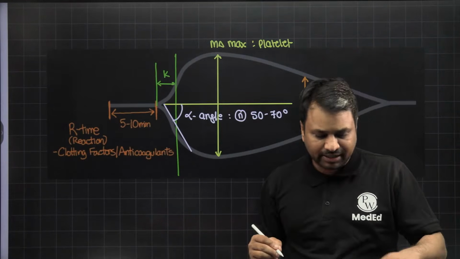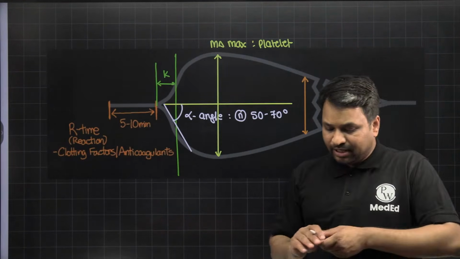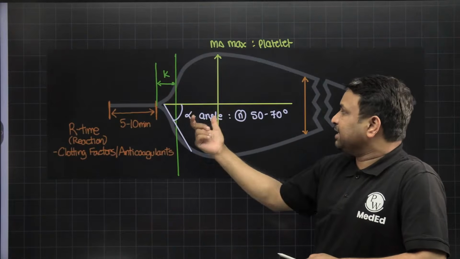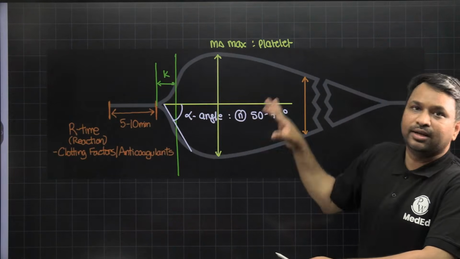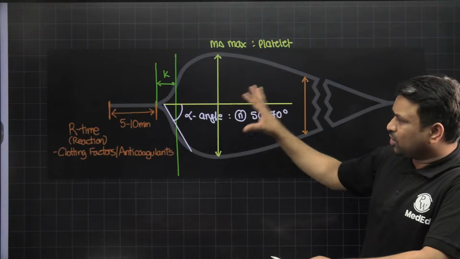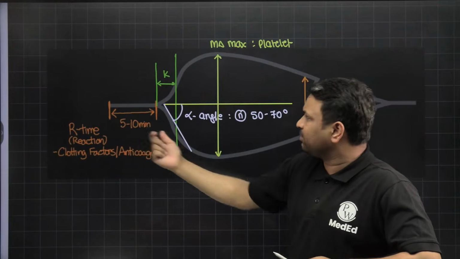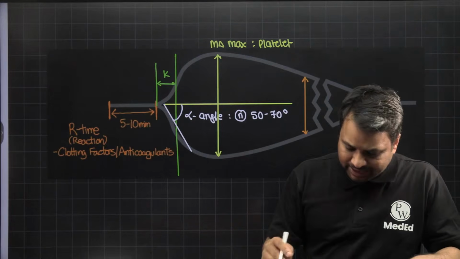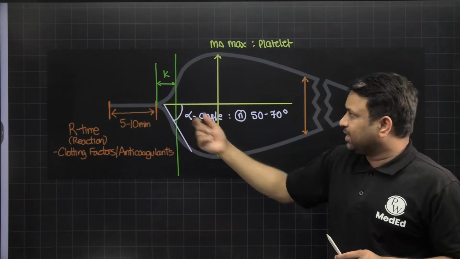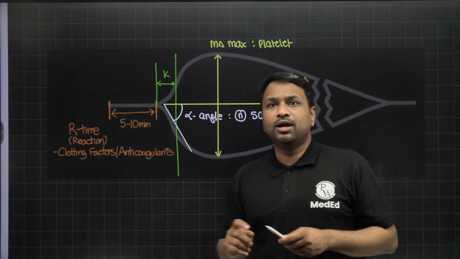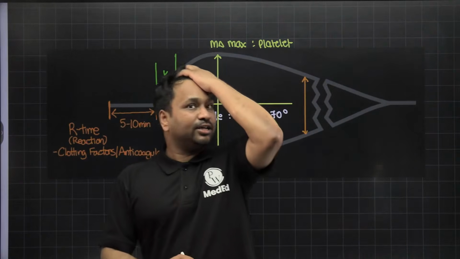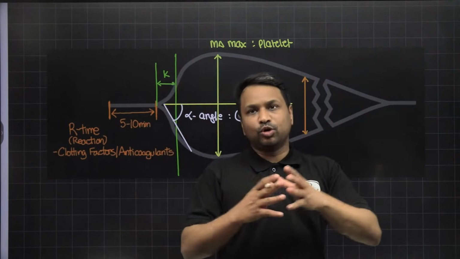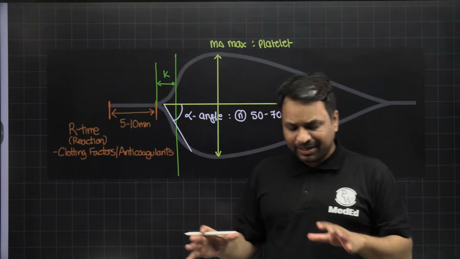Because LY30, all these are there. So basically, you measure R time, K is kinetics, alpha angle, and MA max, right? So this is how you measure across it. They have their values. Remember, the normal R time is 5 to 10. For the normal kinetics, you have to see if the K is increasing or decreasing. But interpretation is going to be a little bit more complex. We have a separate lecture on it.